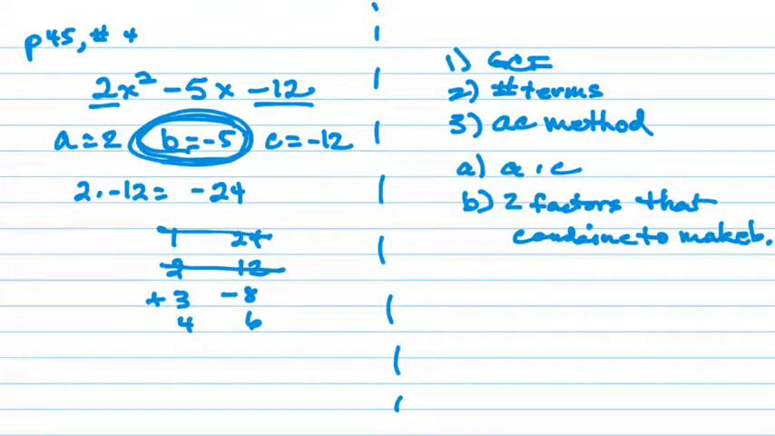Okay? But remember I said you have to check those signs. Does a positive 3 times a negative 8 still give me the negative 24 that I started with? Yes. Then I'm good to go.